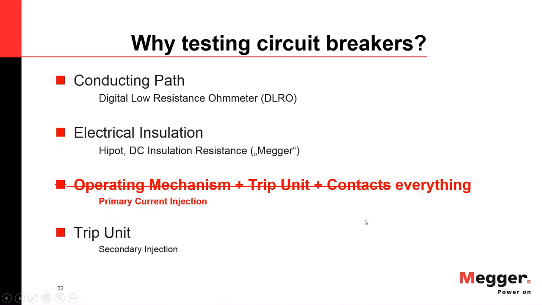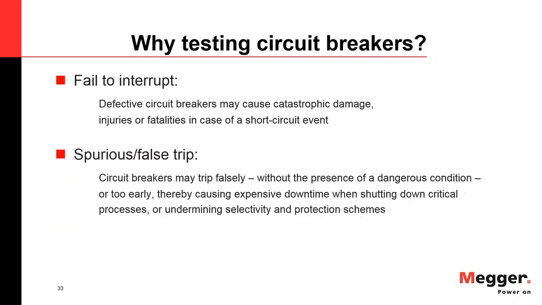And this is why the primary current injection is the preferred test, much more preferred than just the secondary injection, because the secondary injection doesn't really tell you much. Yes, the trip unit is good, but are the outputs that the trip unit generates transmitted correctly, and are they picked up by the mechanism, and is the circuit breaker actually moving and actually doing the interruption? So the primary current injection is the only test where you can find that out.